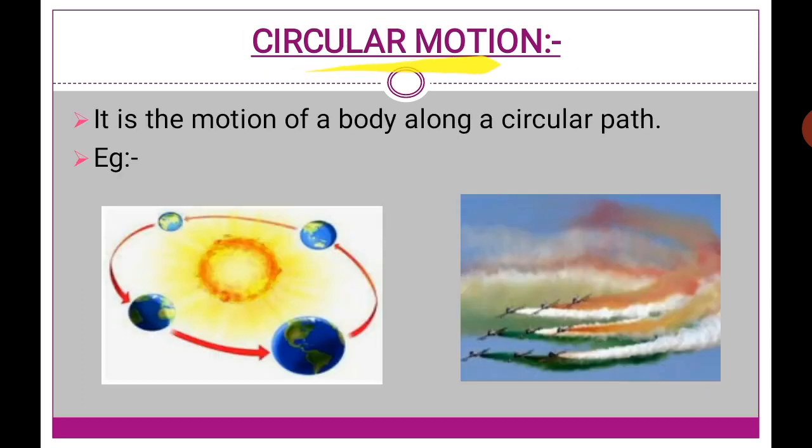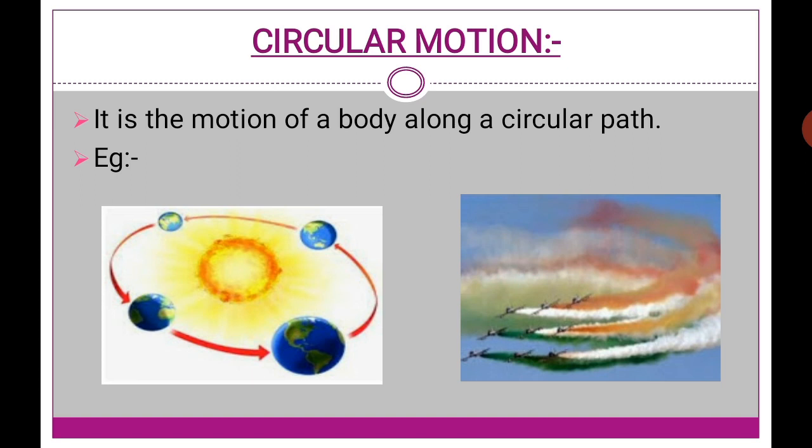Next we will see circular motion. It is the motion of a body along a circular path. That means any body moving around a circular path is said to have circular motion. We know that the Earth revolves around the Sun. So see, in the orbit, the Earth is also moving in a circular path. So the earth is said to have circular motion. That means the motion of earth around the sun is known as circular motion. Similarly, the motion of moon around the earth is also known as circular motion.